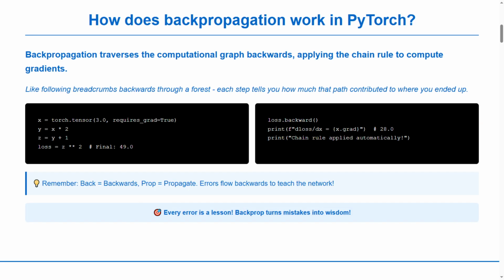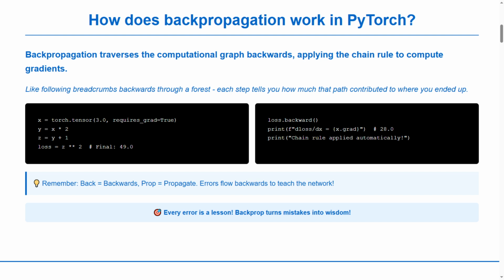Our second question is, how does backpropagation work in PyTorch? Backpropagation traverses the computational graph backwards, applying the chain rule to compute gradients. Like following breadcrumbs backwards through a forest, each step tells you how much that path contributed to where you ended up. Remember, back equals backwards, prop equals propagate.